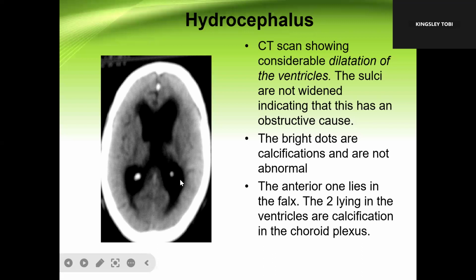And don't forget that these are your choroid plexus and your pineal body. These are calcified normally in adults, they are not abnormal. The anterior ones lie in the falx, and the lateral ventricles' calcification is a normal process.